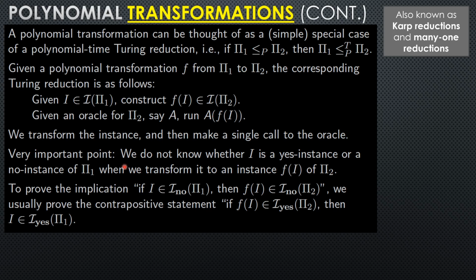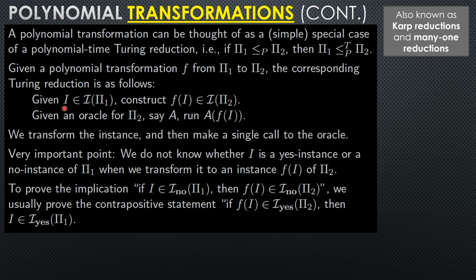Okay? Now, we don't know whether I is a yes instance or a no instance of pi1 when we transform it to an instance f of I of pi2, right? If we're trying to describe our transformation f, we can't design the transformation along the lines of: check if I is a yes instance. If so, transform it this way. Else, if it's a no instance, transform it that way. We can't do that, because figuring out whether I is a yes instance of pi1 is just as hard as solving pi1.